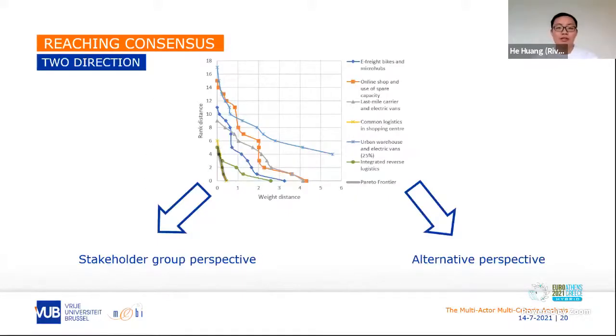We would like to inspect the consensus result from different perspectives. Thus, more data visualizations are proposed in two perspectives, stakeholder group and alternative.